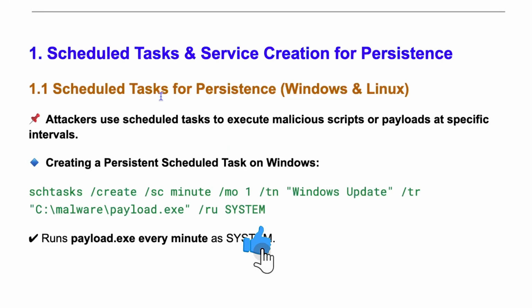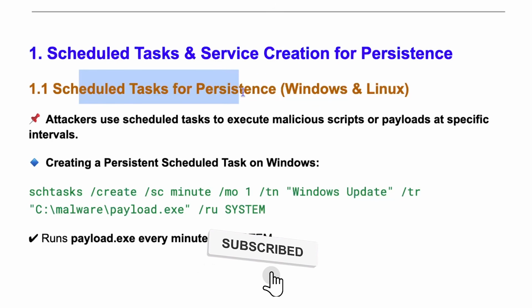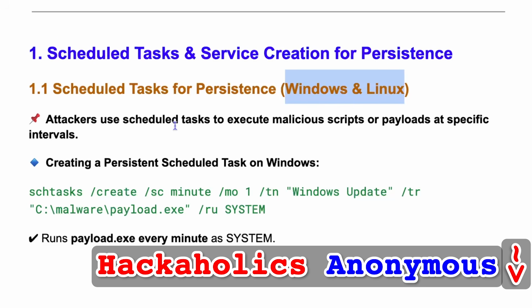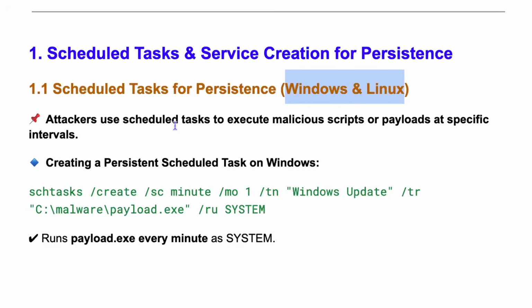Okay, so let's talk about scheduled tasks and service creation. And underneath that, of course, we have scheduled tasks for persistence. And this can apply to Windows and Linux machines, because both Windows and Linux machines have scheduled tasks. And underneath Linux, or I should say over Linux, we have Unix, and Unix applies to Mac OS as well as actual traditional Linux machines. So both Windows and Unix, Linux have scheduled tasks.